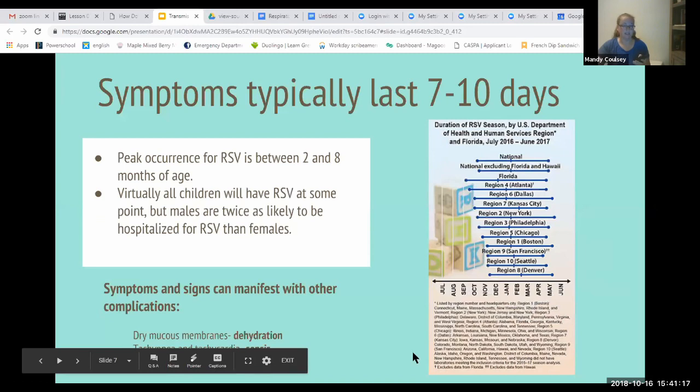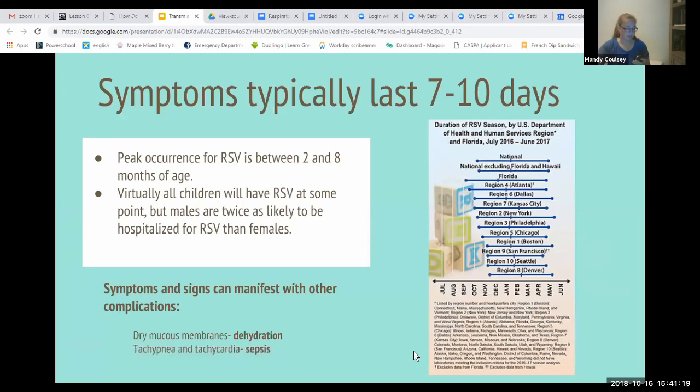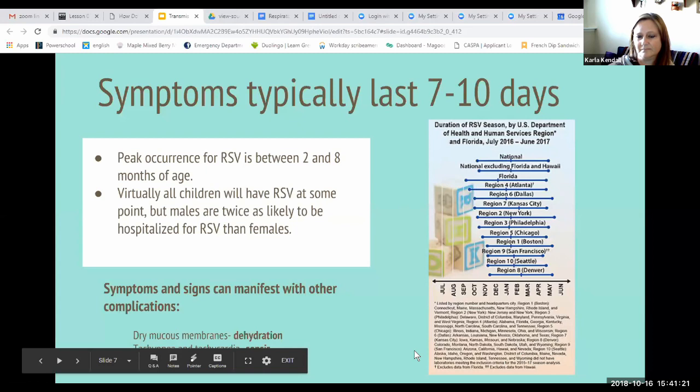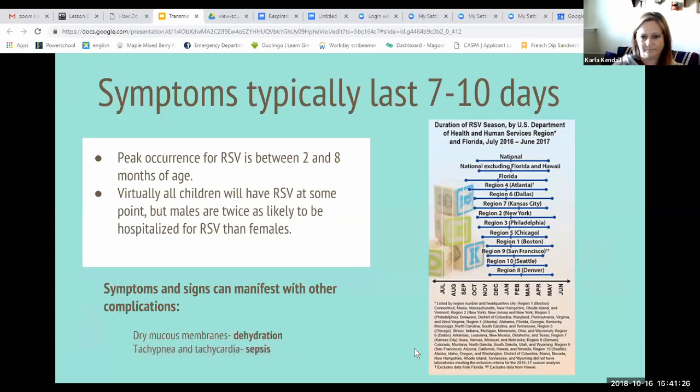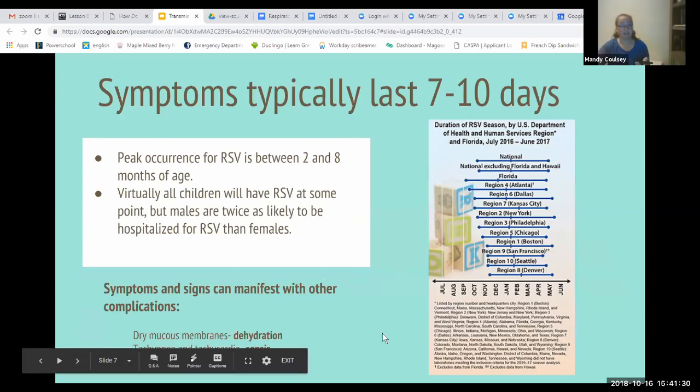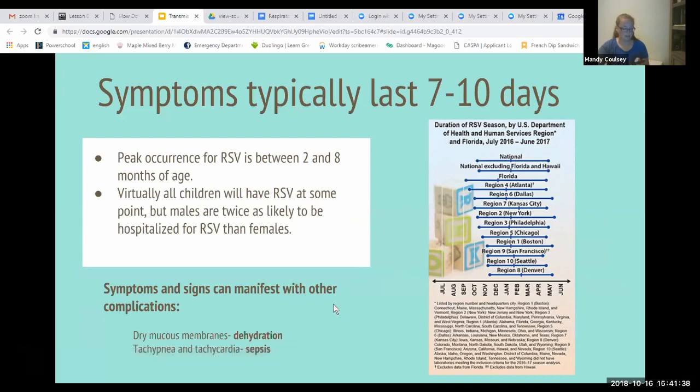Symptoms usually last 7 to 10 days total, but peak occurrence for RSV is between 2 and 8 months of age. So that's where most people will get it. And virtually all children will have RSV at some point. The interesting thing is males, for whatever reason, are twice as likely to be hospitalized for it than females.